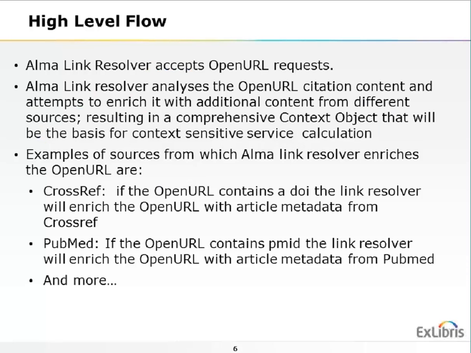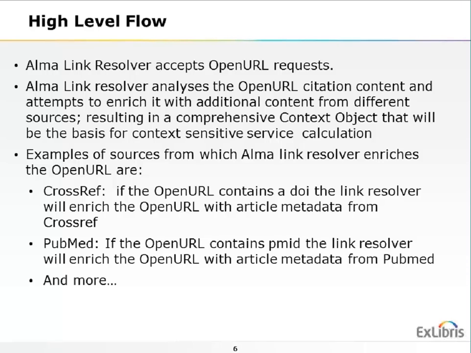Let's talk about exactly how Alma calculates the relevant services. We said that the Alma link resolver accepts the open URL request. When it gets the open URL request, it analyzes the content of the open URL. It needs to figure out what metadata information is passed on the open URL. Once it has the metadata information, it also attempts to enrich this information from external sources. Sometimes it's not enough.